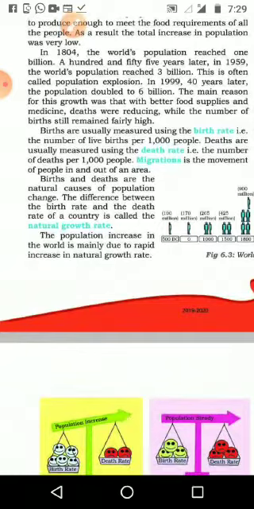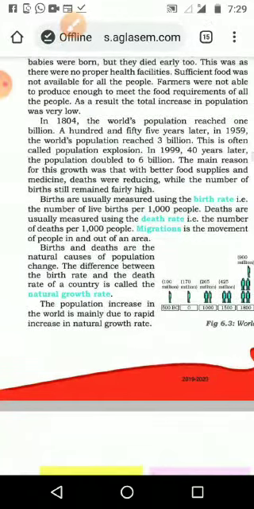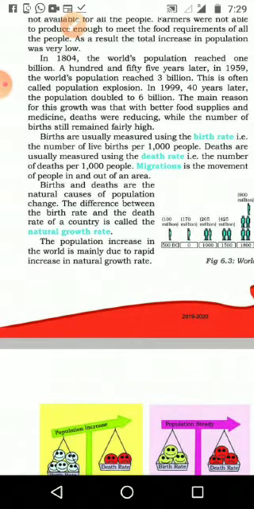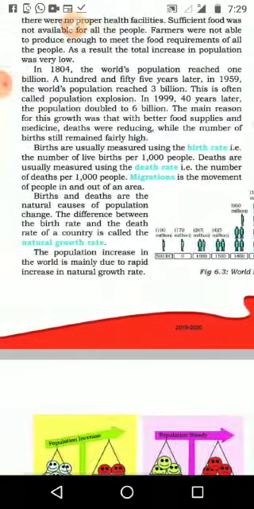And births are usually measured using the birth rate. That is the number of live births per 1,000 people. For 1,000 people, how many children are born, according to that is known as the birth rate. Death rate is the number of deaths per 1,000 people. Birth and death according to 1,000 people, how many people died or how many new babies were born, that is known as the birth rate and death rate.